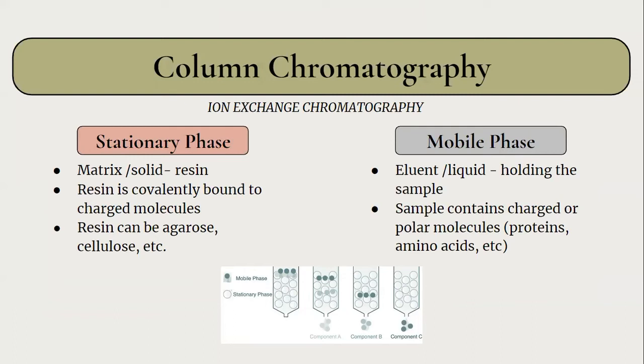On the other hand, the mobile phase is the liquid portion of the column. It's also called the eluent. This is the liquid holding the sample, whether it be the protein, amino acid, nucleotide, peptide, whatever it is. It's also usually a buffer, and it ensures that proteins can stay in their native states.